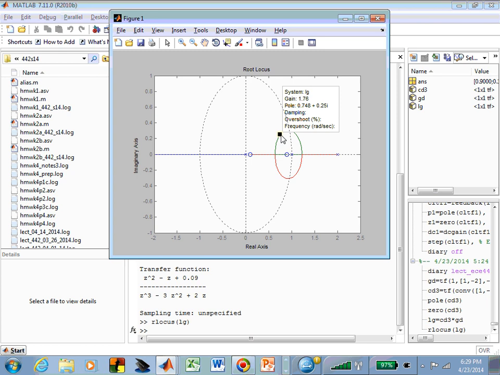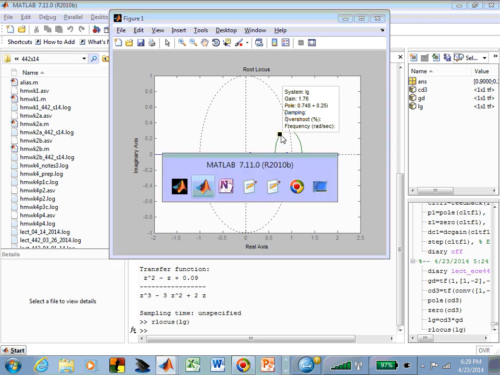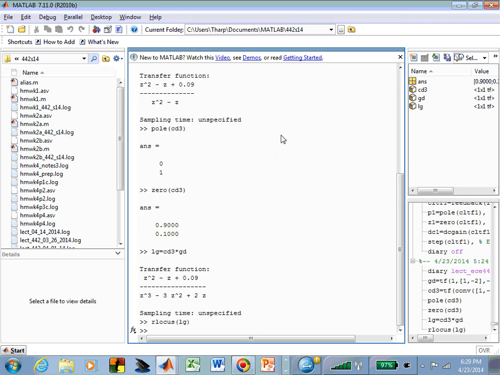What I can do is change my loop gain by that amount, 1.76. Meaning I can now go back into my controller and increase my gain by 1.7. Actually, that was closer to what I ended up clicking. And that combination, I'm just going to say LG, the new LG.